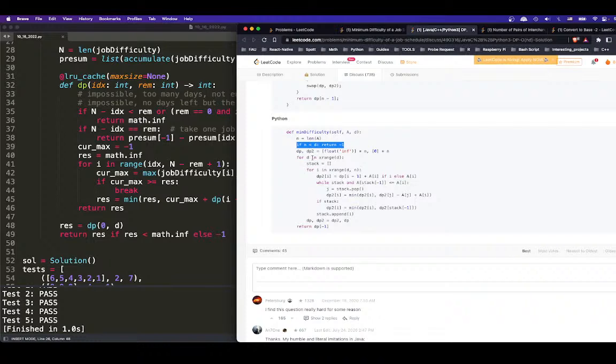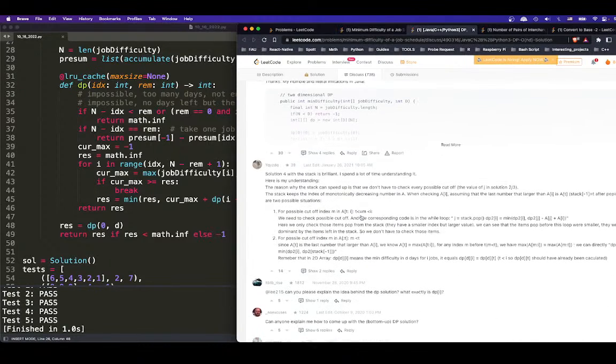This is said if I have 1 day, a 0 day, right? If I have a 0 day, then what? Everything is infinite at the beginning. And while stack, actually stack is empty. If stack, nothing. So stack dot append i. Alright, I think somebody did an explanation, and I need to read this.